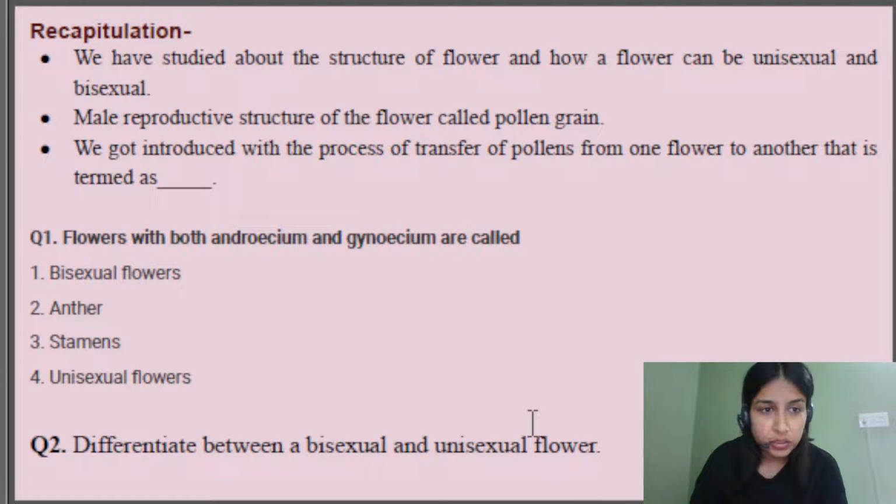And the question is that flowers with both androecium and gynoecium are called dash. The options are bisexual flower, anther, stamens, or unisexual flower. You will be giving the answers and differentiating between a bisexual and a unisexual flower. So how will you differentiate between the two?